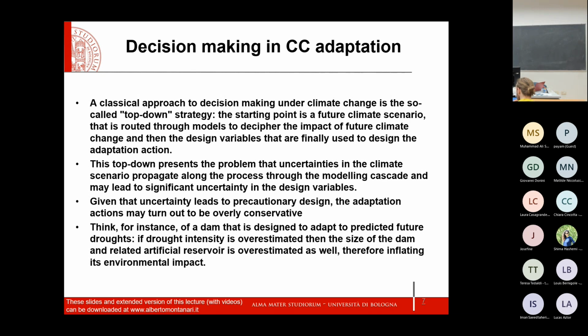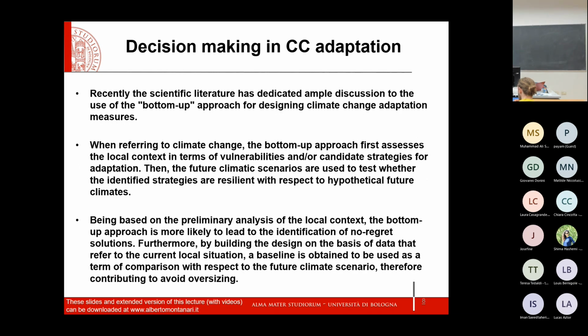Of course, we need safety factors. We need a conservative approach, but only to some extent. If we become over conservative, it is a problem. Now, recently, the scientific literature discussed a lot this problem. Because, as I said, if you look in general at actions that have been taken for climate change mitigation and climate change adaptation, we are not happy.